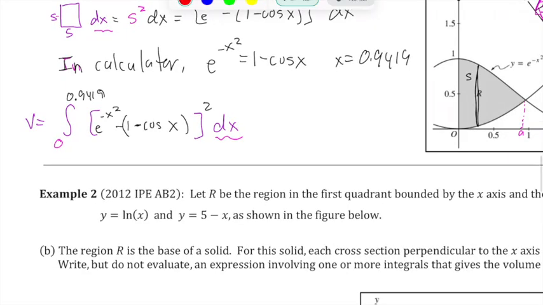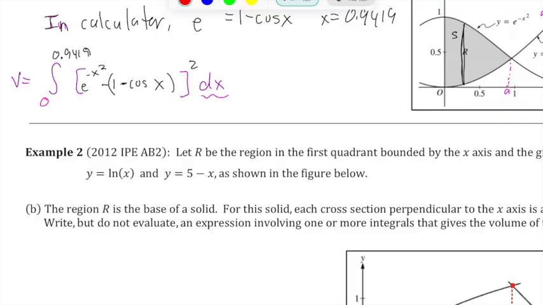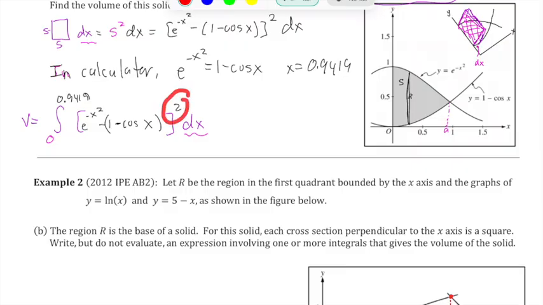So this equation is going to be e to the negative x minus (1 minus cosine of x), all squared. And you will just do this in your calculator. You will not do this by hand. And just to reiterate one more time, we're going from 0 to 0.9419. And I found that by setting these two equations equal to each other in my graph and finding the intersection point.